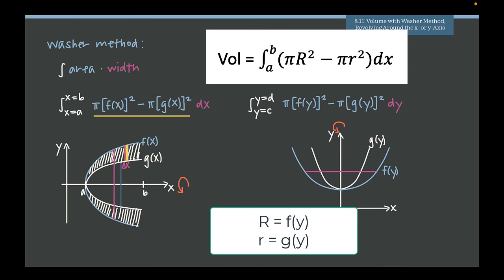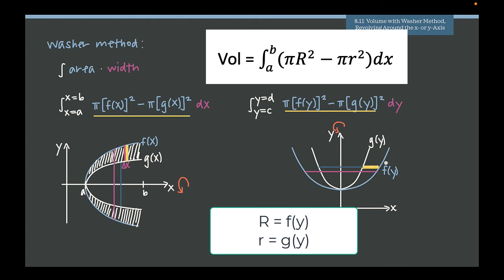But then in order to just get this value right here, we have to subtract out the radius given by g of y. So we have to subtract out this area right here from that disk. And that area is given by pi times g of y quantity squared. We subtract that out. That just gives us the yellow value. So that's our area here of one cross section.